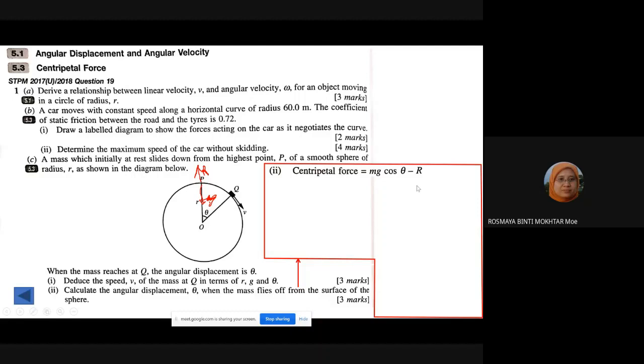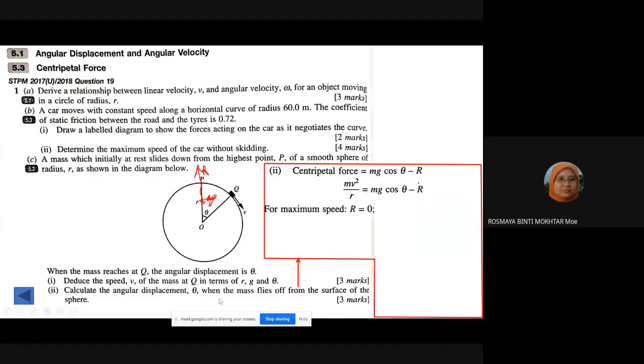Can remember at Q, mg is downward. So we resolve the component along the OQ towards the center O. So along the OQ here will be mg cos theta. Then equate to the centripetal force, which is mv squared per r. Next we cancel the m on both sides.